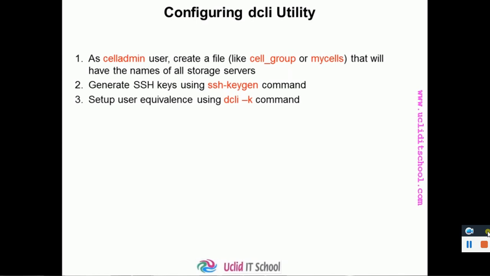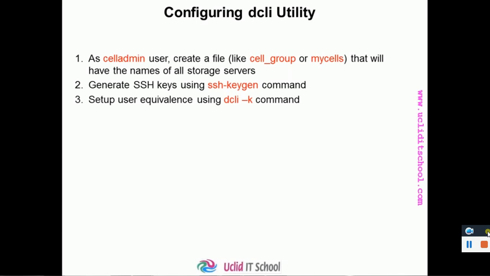In the lab I used my cells. This file will have information about all the cells in the configuration. This file can be created under any directory. Then you need to generate SSH keys using cell admin. SSH keygen is the command. This is the same as what you do in standard RAC configuration to configure SSH. Then the third step is to establish user equivalence using the dcli -k command.